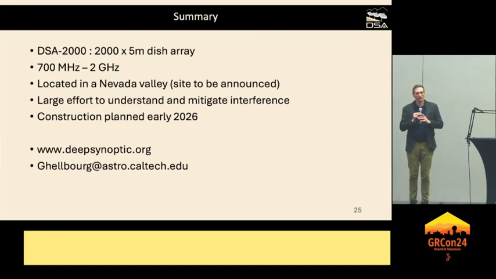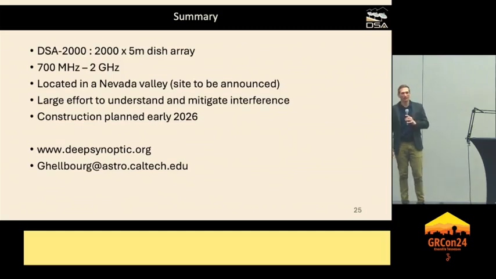And yeah, one of our main concerns is interference and active transmissions, which is where I've spent, I don't know, like 600% of my time for the past couple of years. Yeah, and construction is planned in early 2026, so stay tuned. And I'm happy to take questions if we have some time, but probably not.